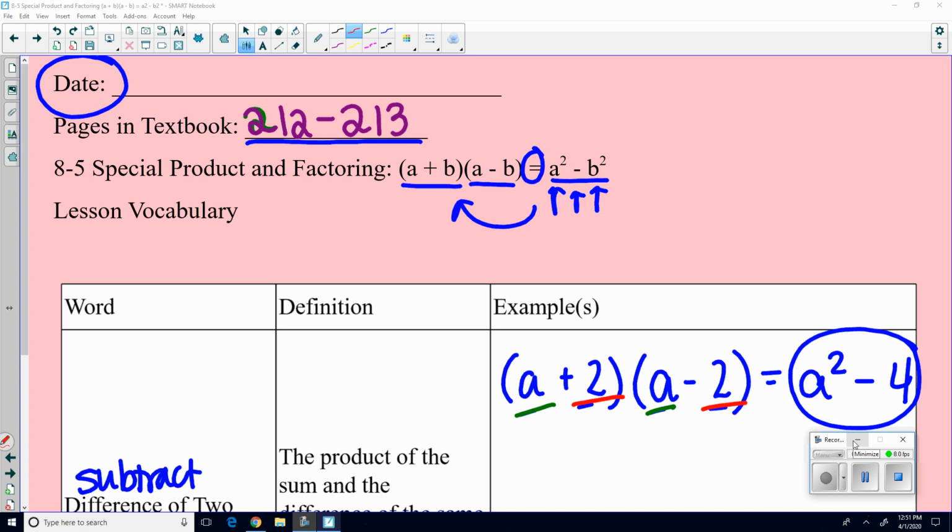Hi again. Here is lesson number 2 for special product and factoring, when we have a plus b times a minus b, and that gives us a squared minus b squared. We're going to go the other way today. We're going to start with a squared minus b squared and go this way. Not really much harder. I think you can do this, so let's try it.